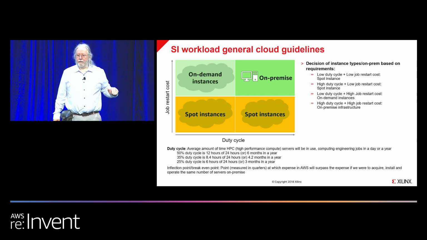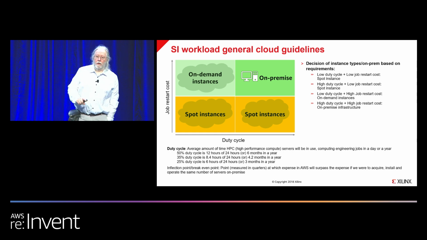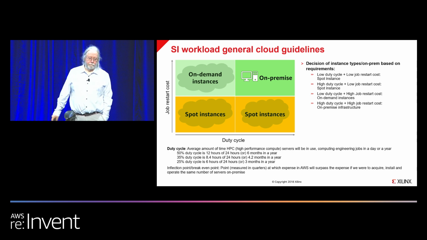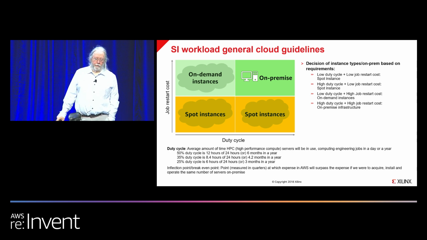So low on the left axis is really short jobs. High on the left axis is very long jobs that are expensive to restart. Restart cost is not just time, it's also the cost of the license that you're consuming to rerun the job. Duty cycle is a little bit more vague. Duty cycle is how frequently or consistently you run this job over a period of time.